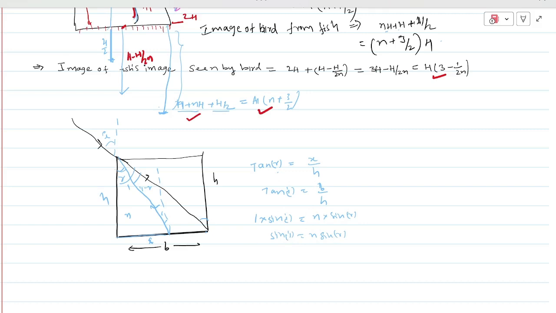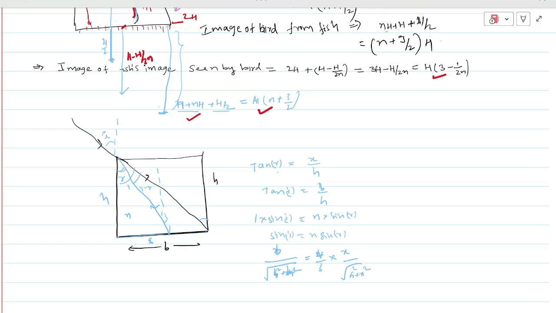Where it will appear directly, the I and r values are given. Otherwise, you can directly find sin I. H and x are given, so you can substitute sin I here. Sin I is equal to x by root over h square plus x square, equal to n, the water medium, that is 4 by 3, into sin r. Sin I value means b by root over b square plus h square, and sin r is x by root over h square plus x square.